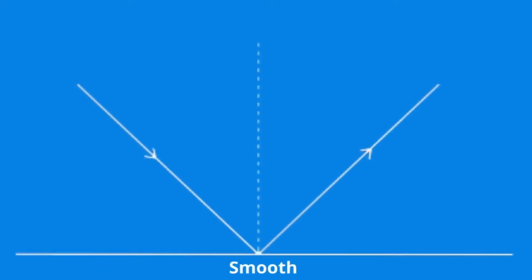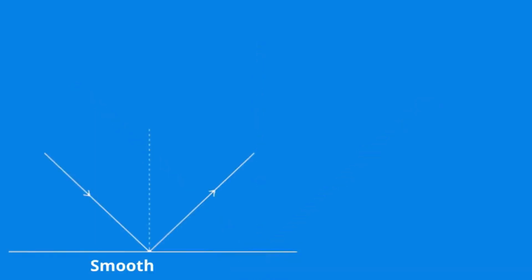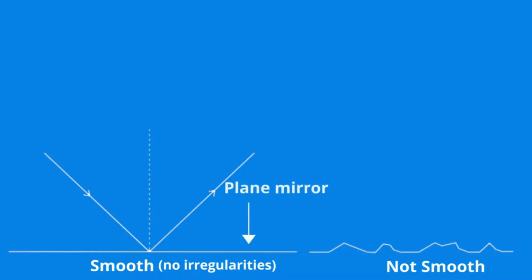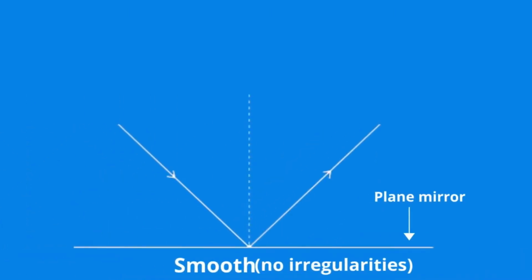Now let's suppose that this plane surface is smooth. What do I mean by smooth? A smooth surface is a surface with no irregularities. However, no such surface exists. But a plane mirror is a pretty close approximation of that. Let the surface under consideration be a plane mirror.